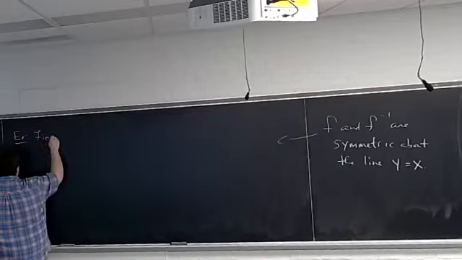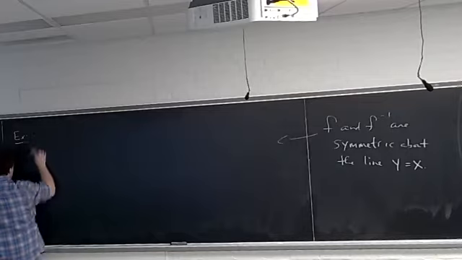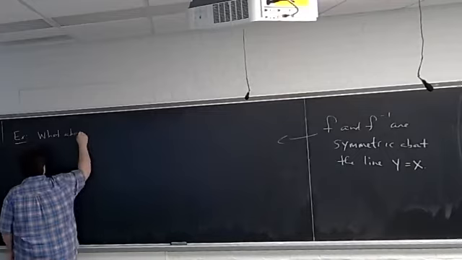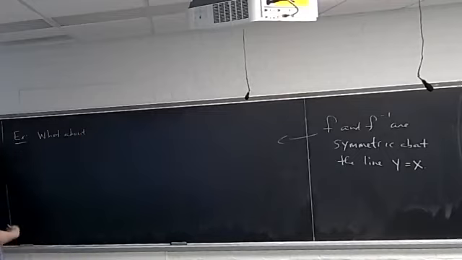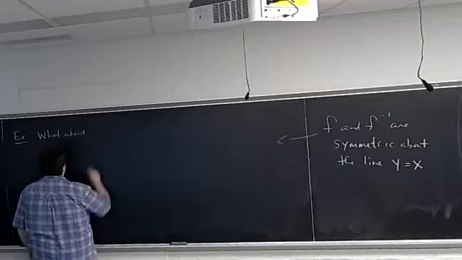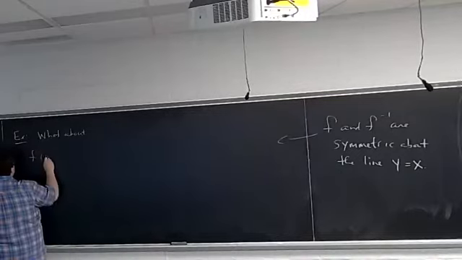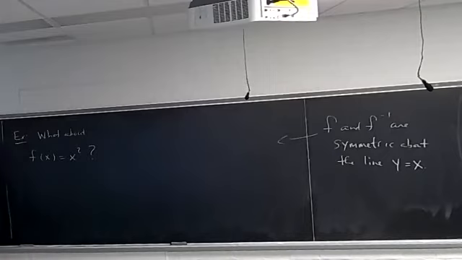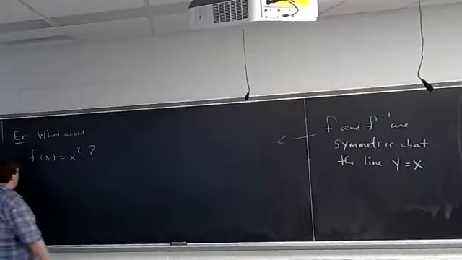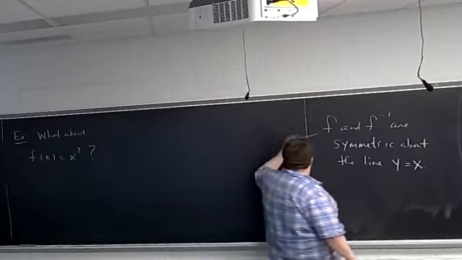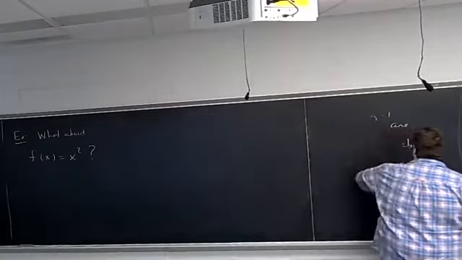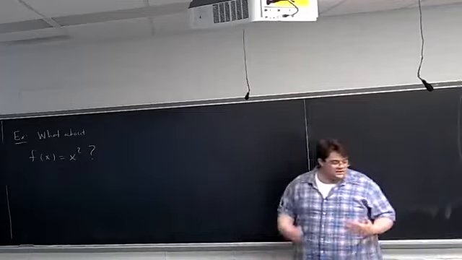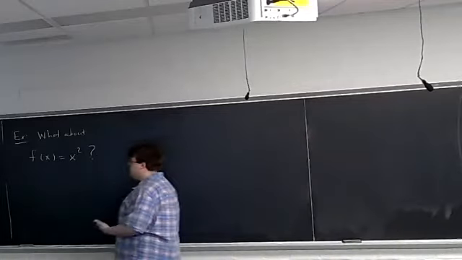Let's do this two ways. What about, so we did a few different things with the line 3x plus 4. So we'll say here, what about f of x equals x squared? Meaning, what can we say about the inverse of this function? Well, as it turns out, we can't say much about the inverse of that function, but we can say something. And we'll say it in two different ways.